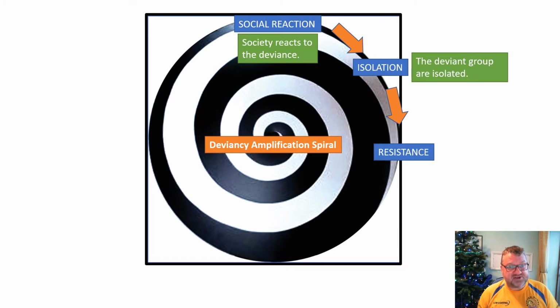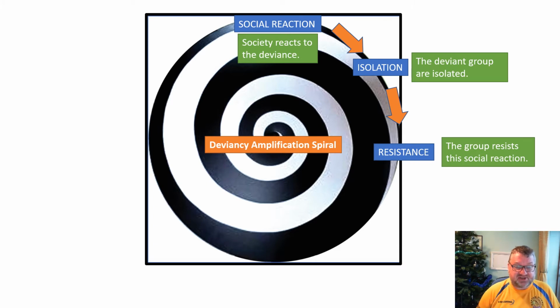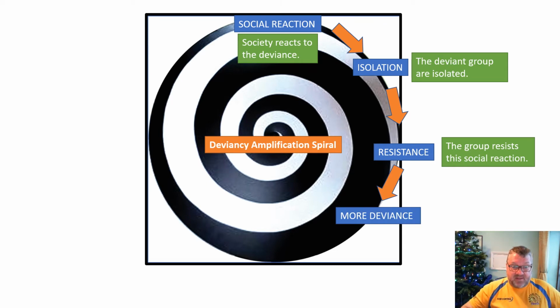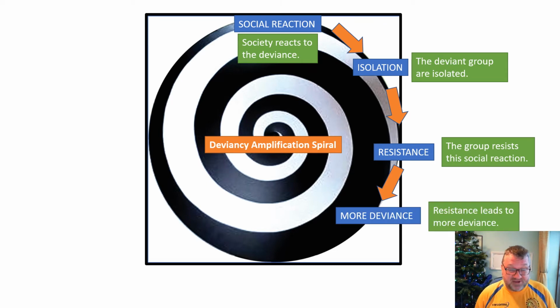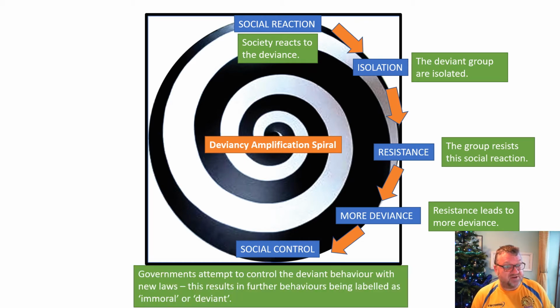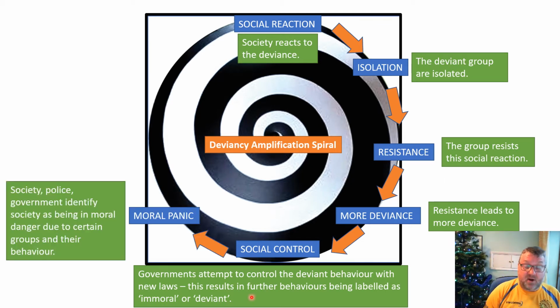That then leads to resistance to society, fighting back. So they resist the social reaction. They're not happy with the way society is treating them. That in turn leads, because they're resisting, to more deviance. Then in turn, society tries to control the deviance. Governments attempt to control the deviant behaviour. They bring in new laws. And as a result of that, because of new laws, further behaviours are labelled as immoral or deviant, which then in turn leads to moral panic.